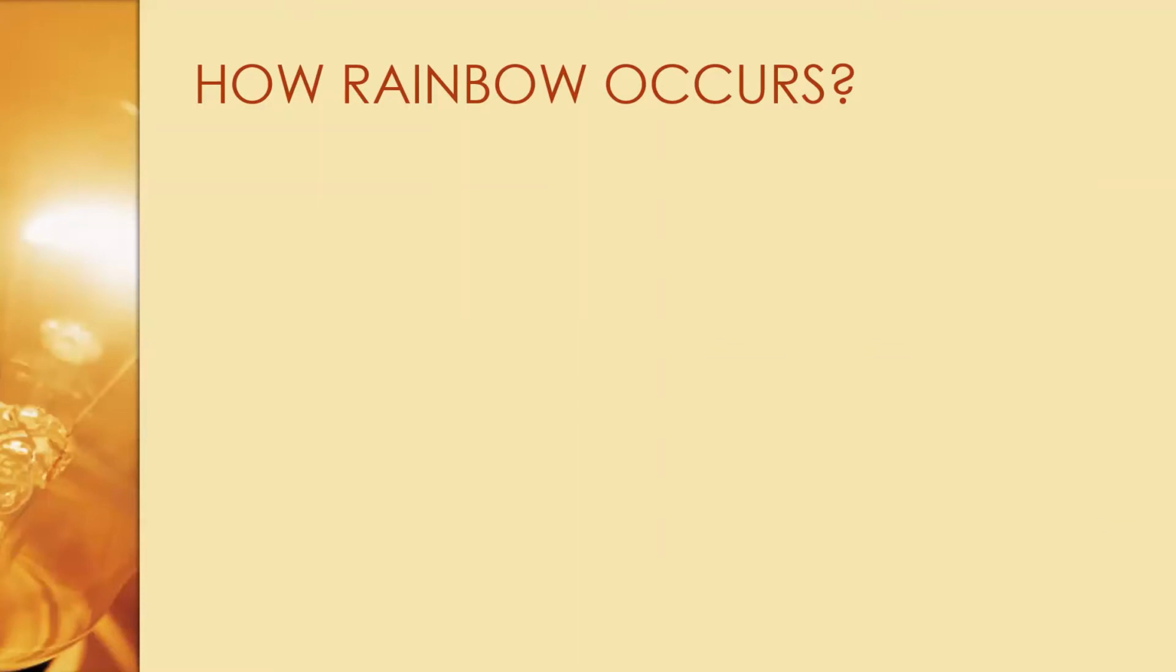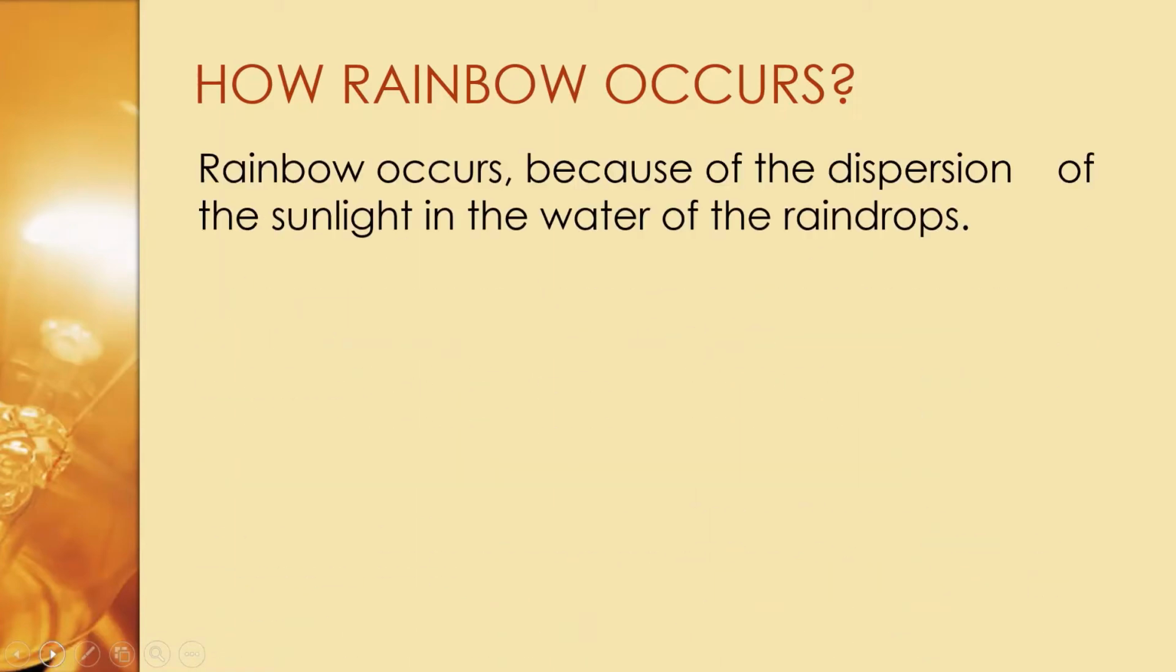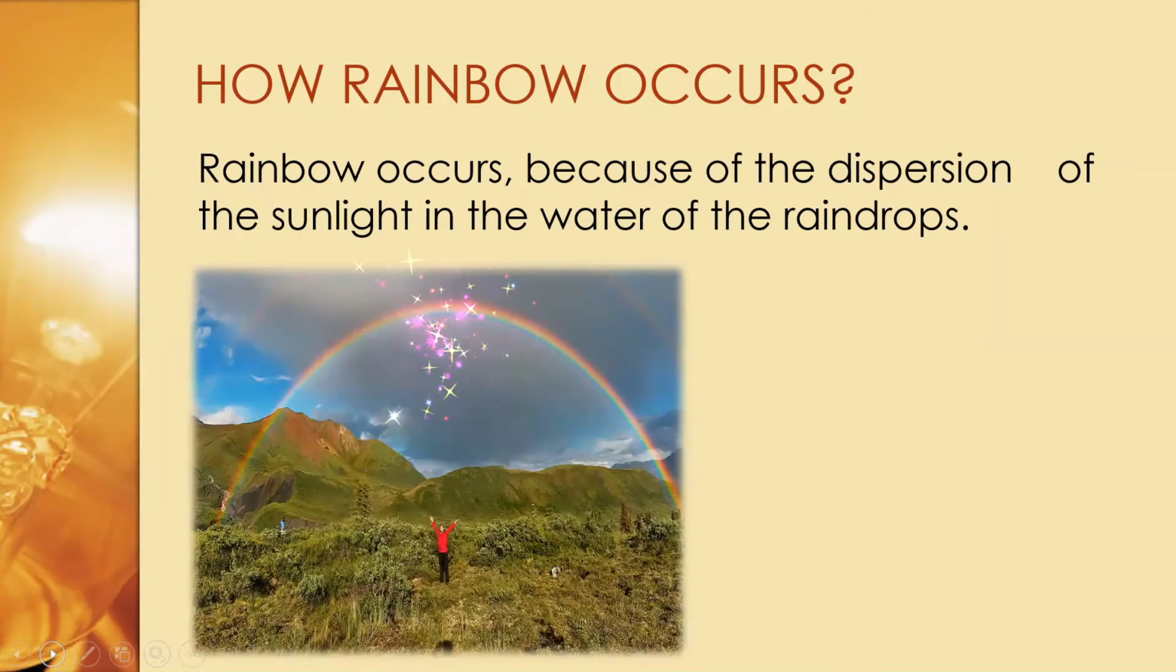This spectrum that is generated by a prism is the same as the one that you can see in a rainbow. How does a rainbow occur? A rainbow occurs because of the dispersion of the sunlight in the water of the raindrops, like what you have seen in the video earlier. And now this is an example of a rainbow.